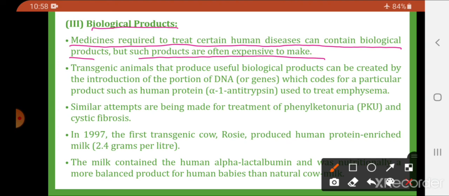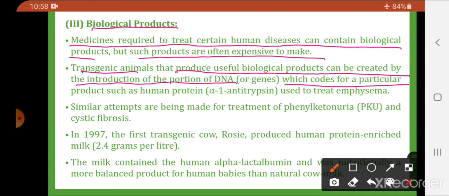Okay, जो medicines हम लोग certain disease के लिए use करते हैं, that medicines contain biological products, but ये जो products होते हैं वो medicine को बहुत expensive बना देते हैं. Transgenic animals that produce the useful biological products can be created by introduction of the portion of the DNA or genes which codes for a particular product such as human protein alpha-1 antitrypsin which is used to treat emphysema.